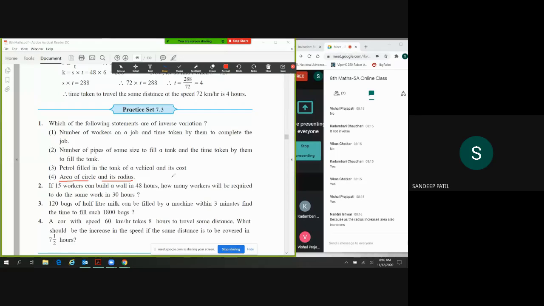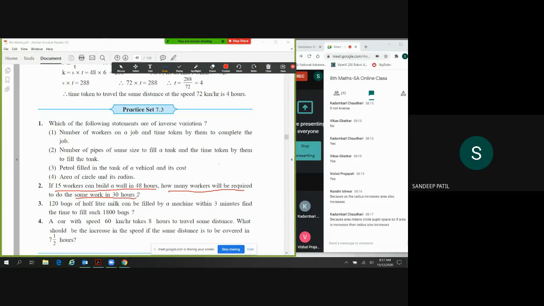That's correct. Whenever you increase the radius, the area of the circle also increases, right? That's the reason this is not an example of inverse variation. Let's try to solve some problems. If 15 workers can build a wall in 48 hours, how many workers will be required to do the same work in 30 hours? We know that this is an inverse variation problem.